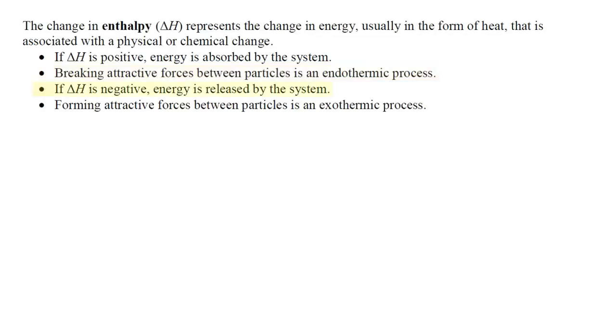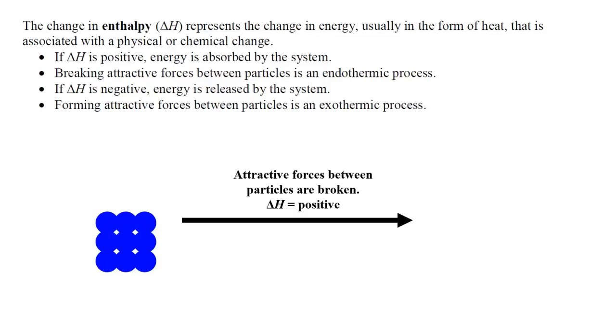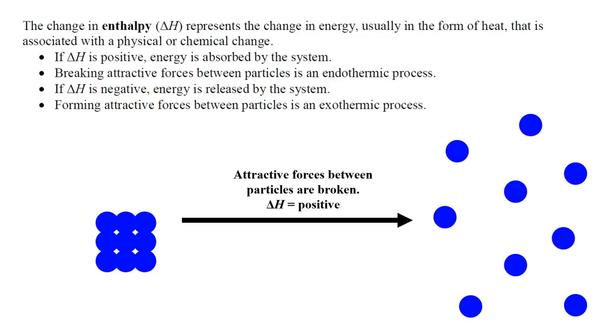On the other hand, if delta H is negative, energy is released by the system, so forming attractive forces between particles is an exothermic process. Now take a look at the particle diagrams below. So if attractive forces are broken between particles, then the delta H for that process from left to right would be positive.